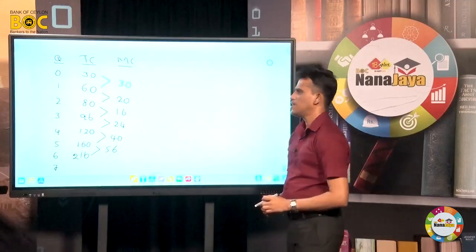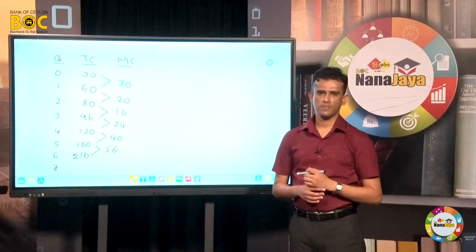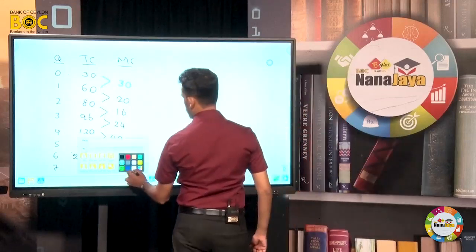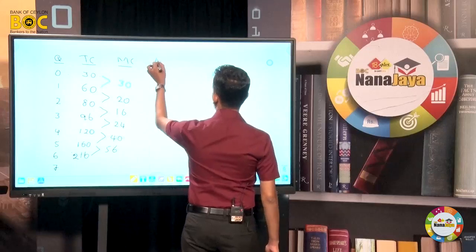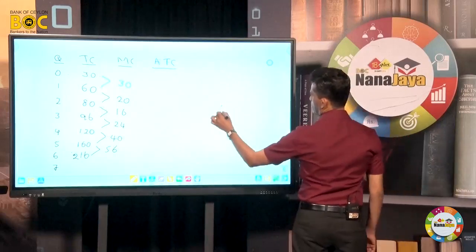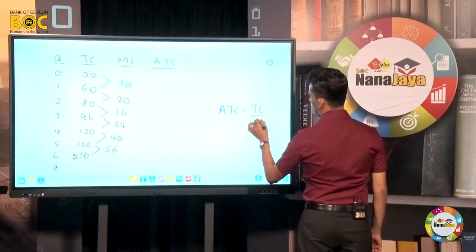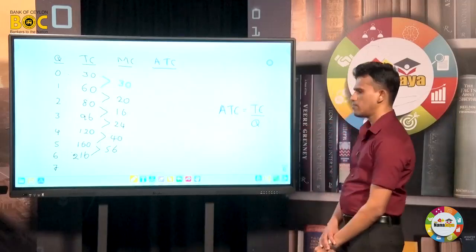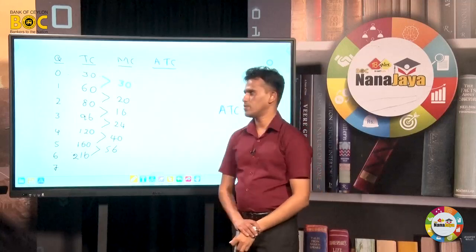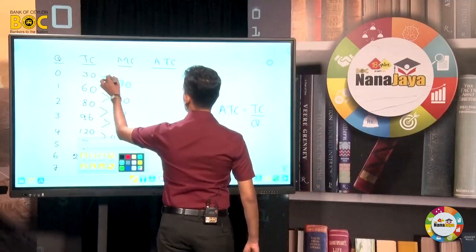But here we identified the total cost based on the marginal cost and the fixed cost given. But the question is regarding the average total cost. So we have to prepare a column for average total cost as well. You are aware that the average total cost is the total cost divided by the number of units of output. Right? So we will calculate the average cost at each output level.